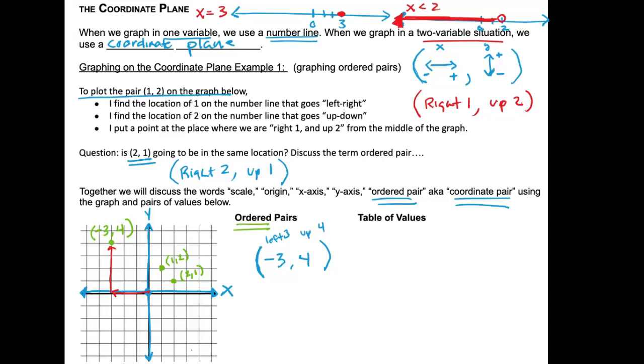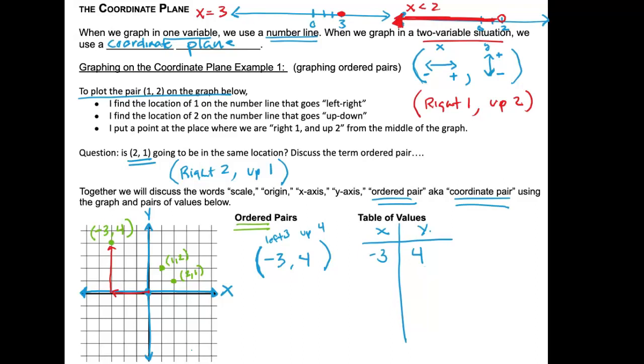And the other thing we could do here is we could also write this coordinate pair, ordered pair, in a table of values. So I could also write it like this. I could make a table, label one x and one y, and I could list this point like this. So I could write -3 in the x column and the 4 in the y column. This is the same thing as the point -3, 4. So just a different way to write it.